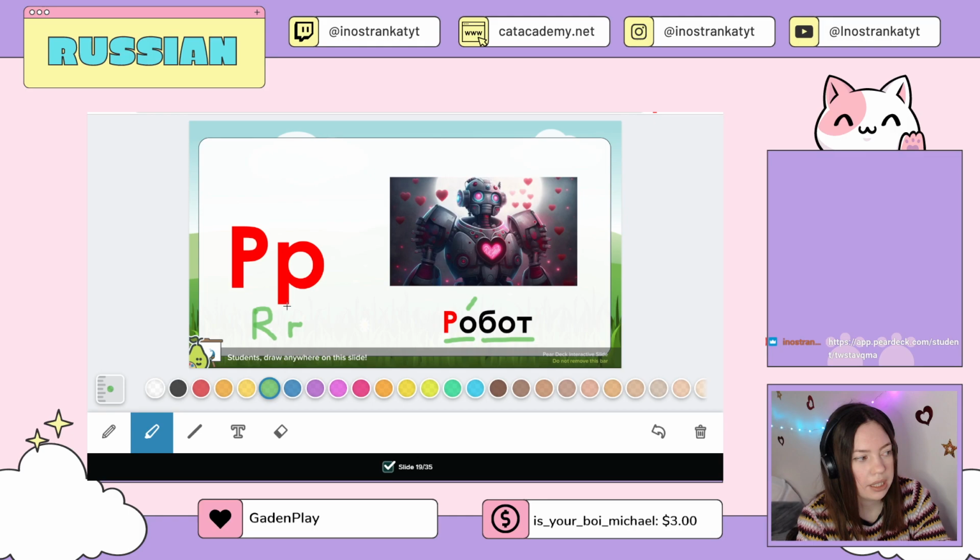It will basically have very similar sound. So the Russian R is more rolling than in English. Maybe a little bit like in French, if you know French or you ever learned French.